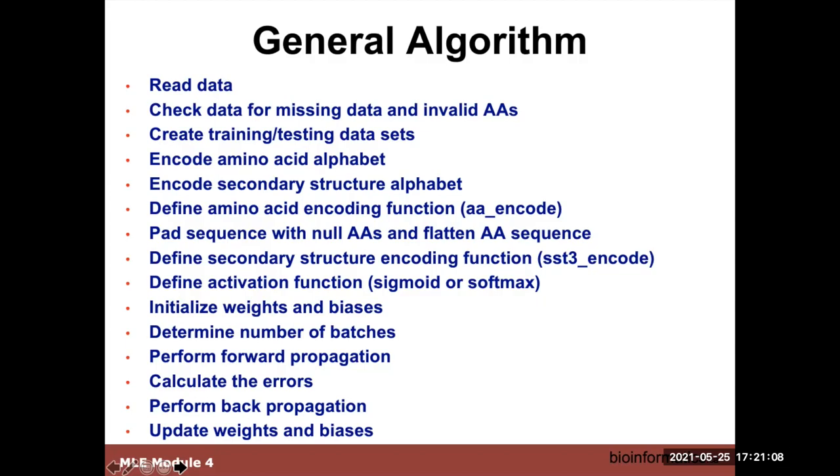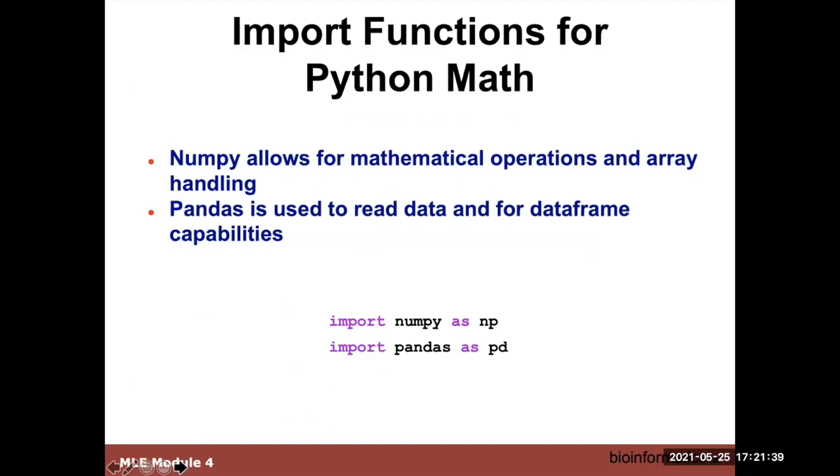So we encode the amino acids, we encode the secondary structure, we define some functions for those, AA encode, SST encode. We also have to define our activation function, just like we did before, sigmoidal and softmax functions. And just like we did before, we initialize weights and biases, we determine the batches, then we do forward propagation, error calculation, back propagation, update, and then iterate over many hundreds of epochs. For this one, we'll import NumPy and Pandas, just as we've done before for most of our other programs.